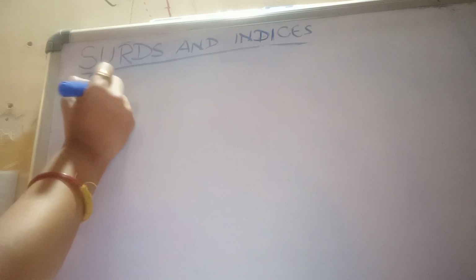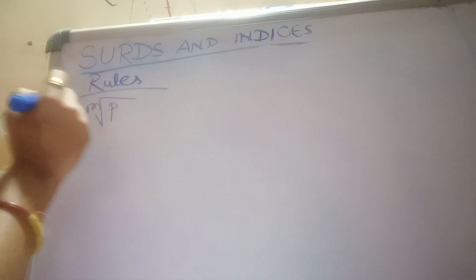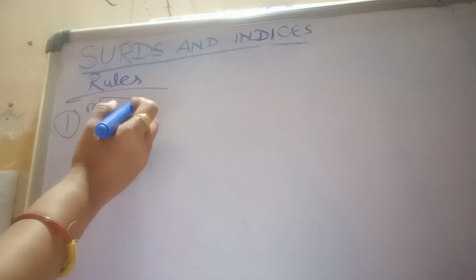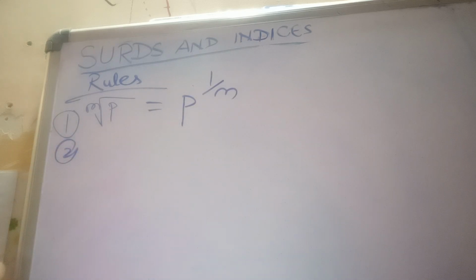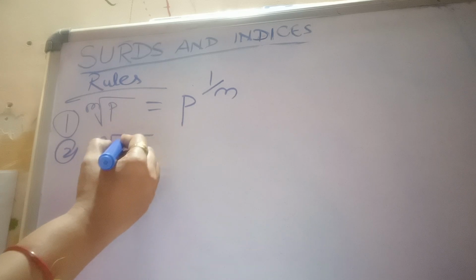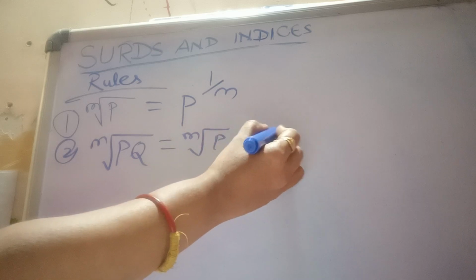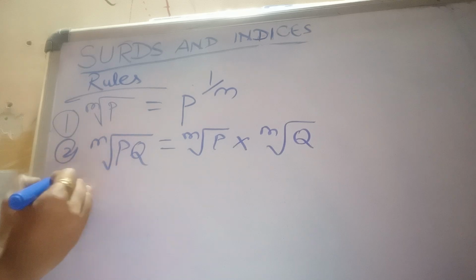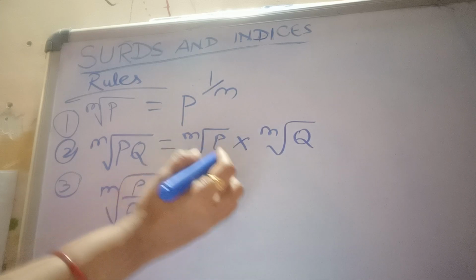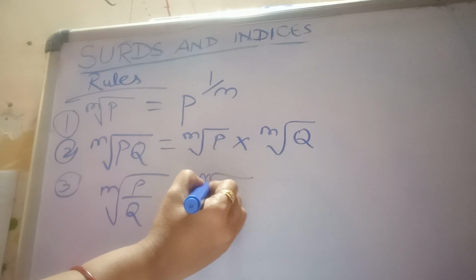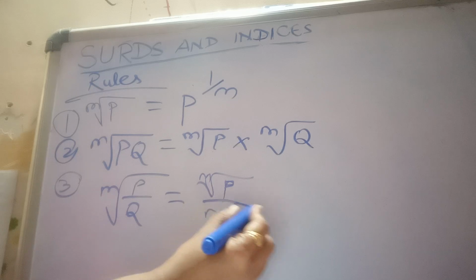Now let's know about the rules of surds. First is m root p equals p to the power 1 by m. Second rule is m root of p q equals m root p into m root q. Third rule is m root of p by q equals m root p divided by m root q.